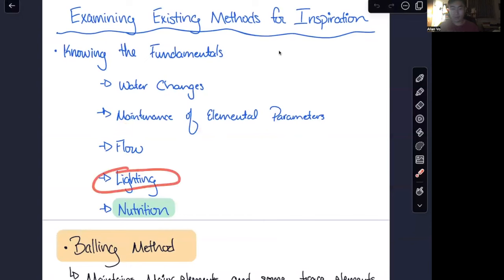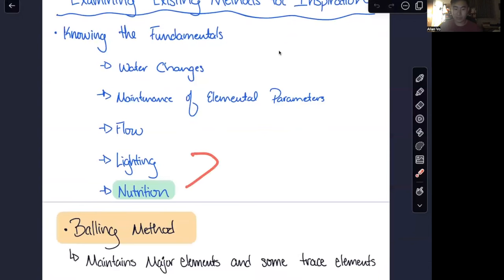Lighting, are your corals getting adequate light? Are the right corals getting the right amount of light? Yada yada. We can go on for lighting in like another episode. But what I really wanted to focus on was looking at previous approaches to nutrition and elemental parameters.